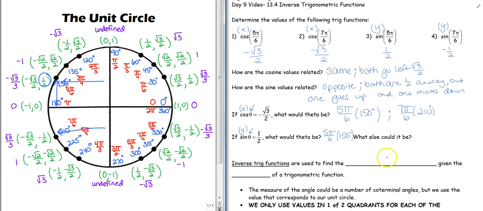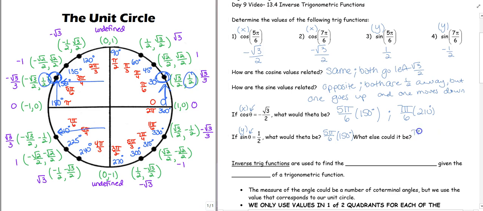What other angle could it be? So I'm also looking for going up 1/2. I had 2 where I went left. There are 2 angles that are going up 1/2, which means they have the same vertical distance up. This one also is going up 1/2. So my other option here is pi over 6, which is 30 degrees.